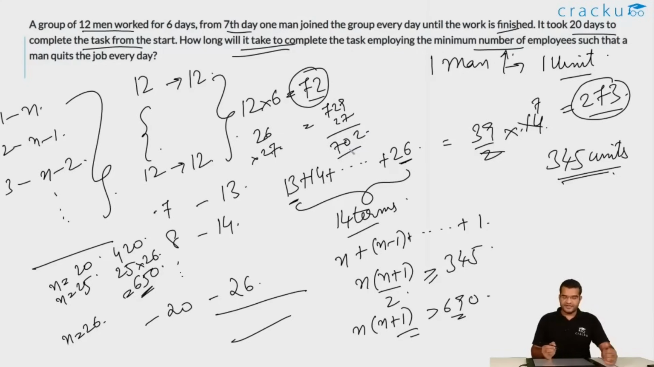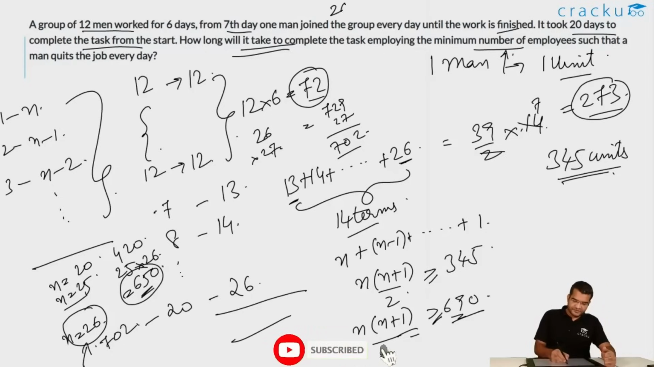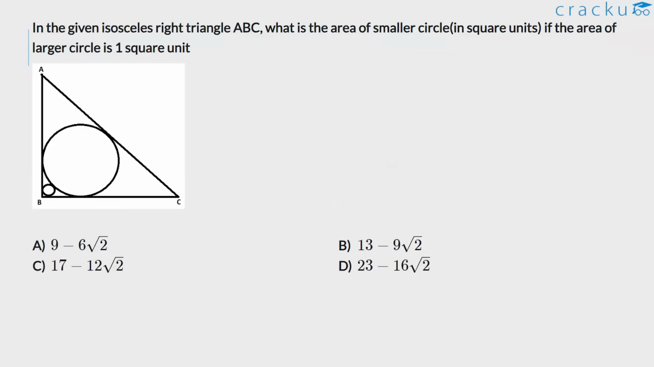You can use your calculator also to find it out, but when n is equal to 26, the value of n into n plus 1 is 702, which is greater than 690, and when n is equal to 25, the value of n into n plus 1 is 650, which is less than 690. So the smallest possible value of n is equal to 26. So when you have 26 people working on the first day, 25 people working on the second day, and so on, the work will be completed before you run out of men. So the answer in this case is 26.